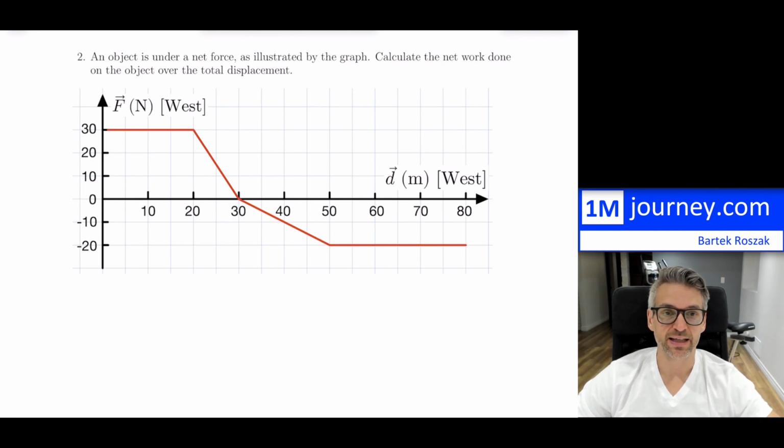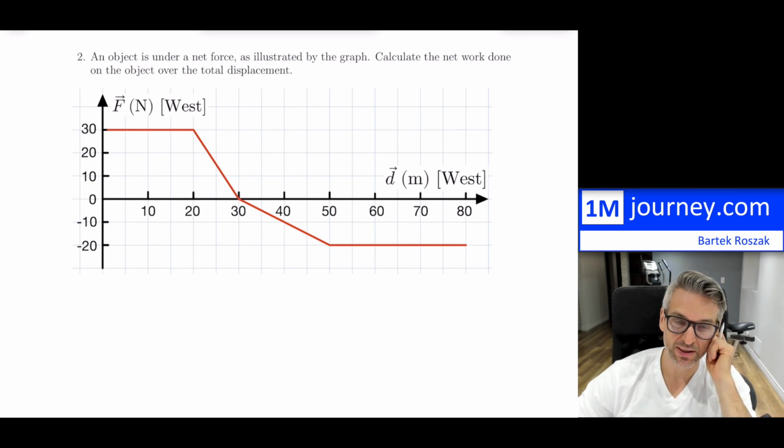Now calculate the net work done on the object over the total displacement. So basically this is going back, similar to the previous one, except this is just showing us what the net force is. And this looks like a force and position graph. So for every single position, it just tells us what the force was.